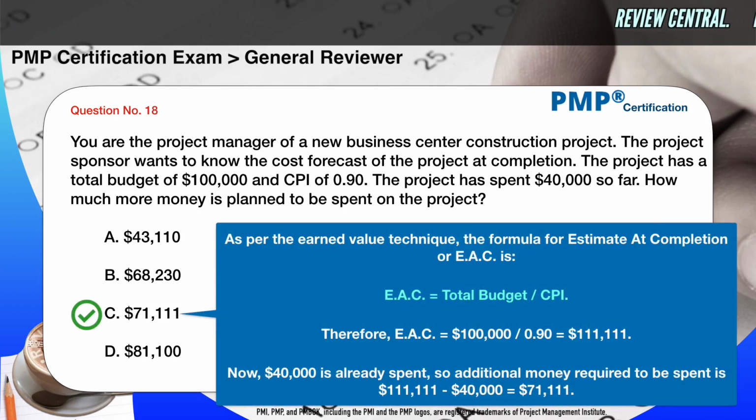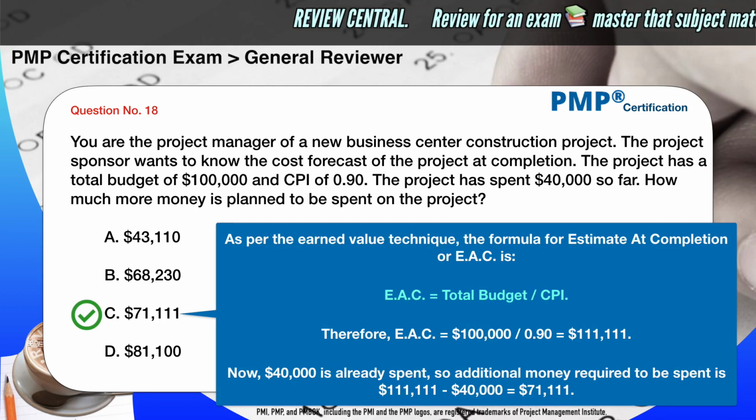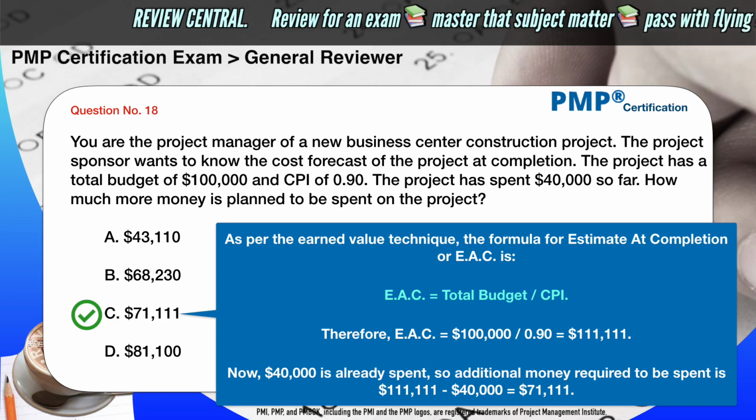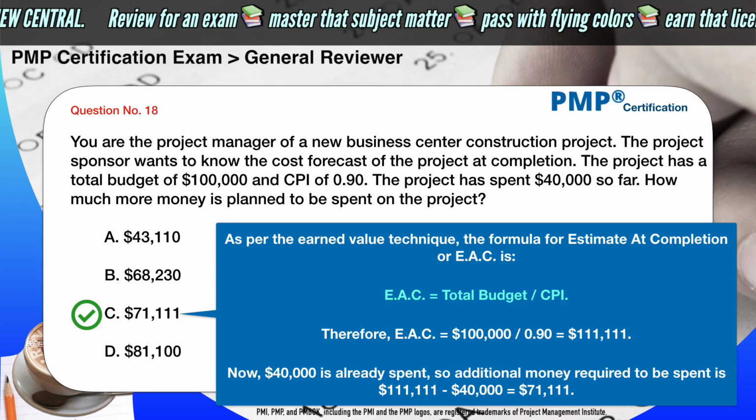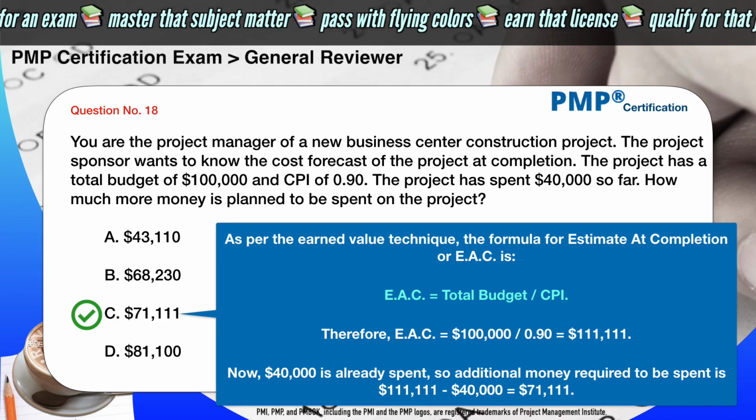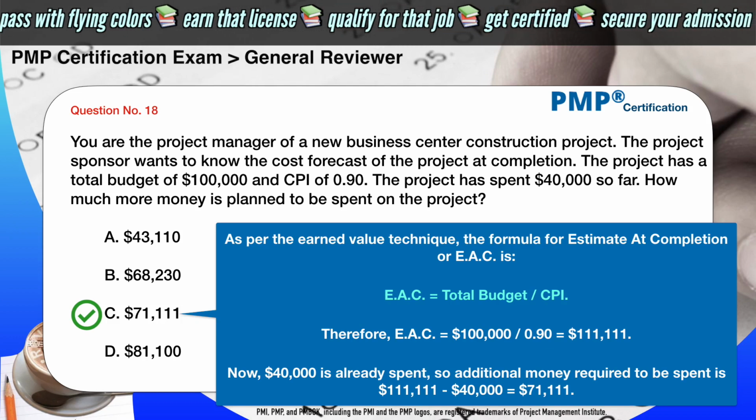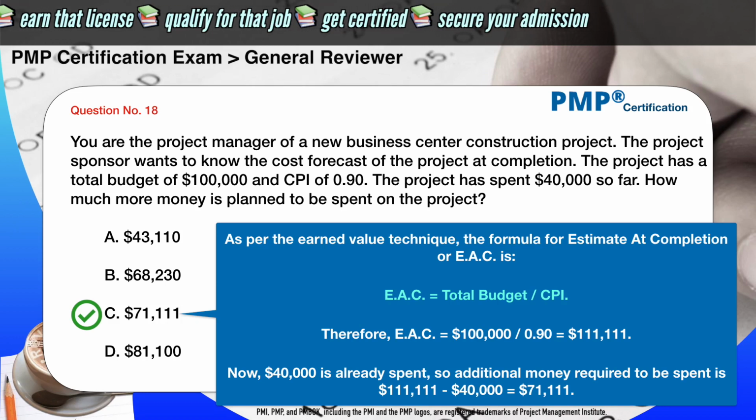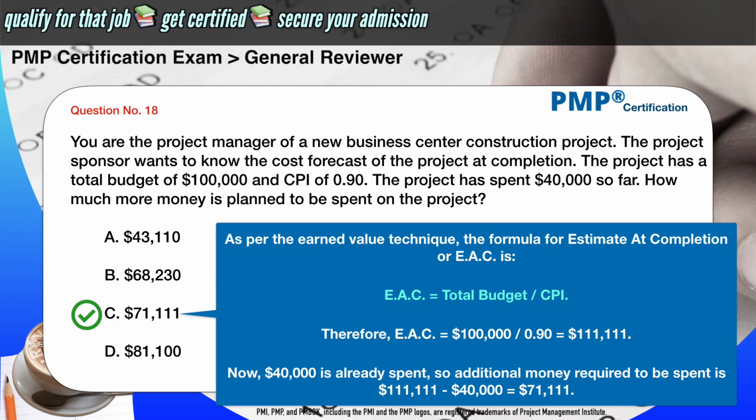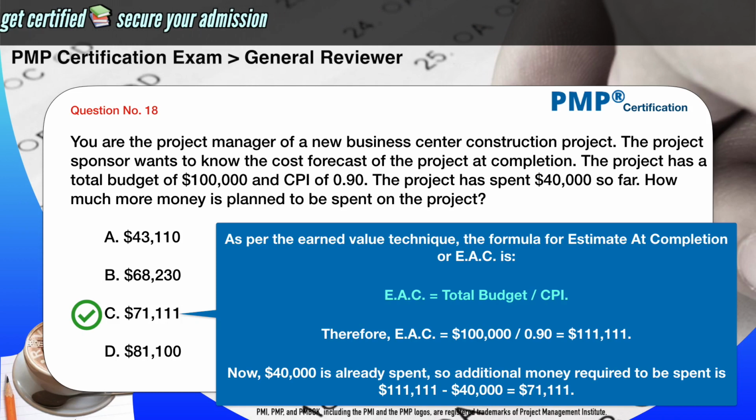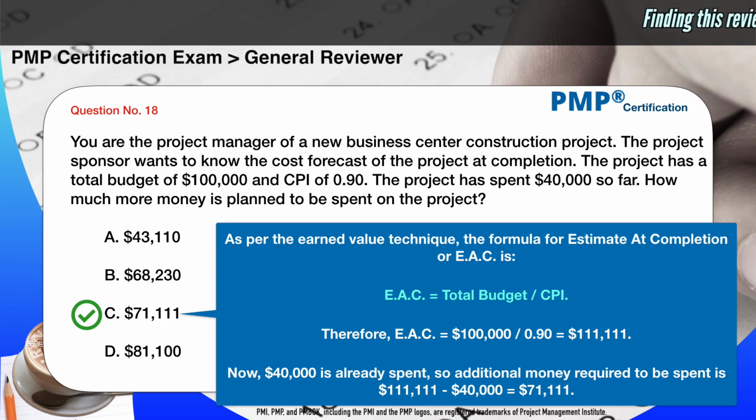The correct answer is C. $71,111. As per the earned value technique, the formula for estimate at completion, or EAC, is total budget divided by CPI. Therefore, EAC is equal to $100,000 divided by 0.90, or $111,111. Now, $40,000 is already spent, so additional money required to be spent is $111,111 minus $40,000, or $71,111.